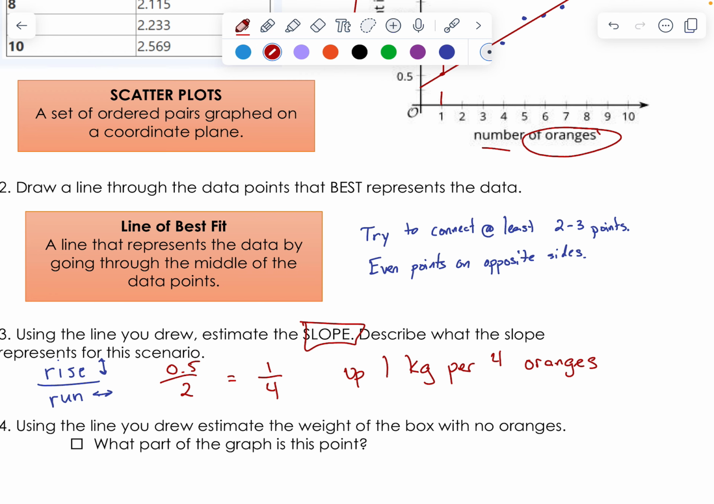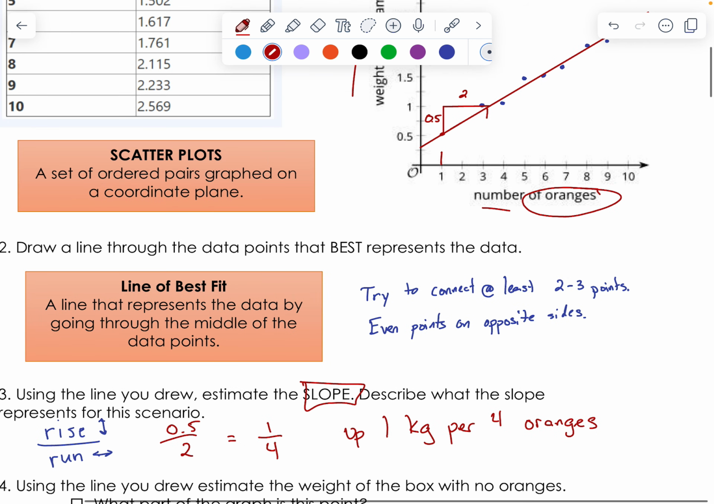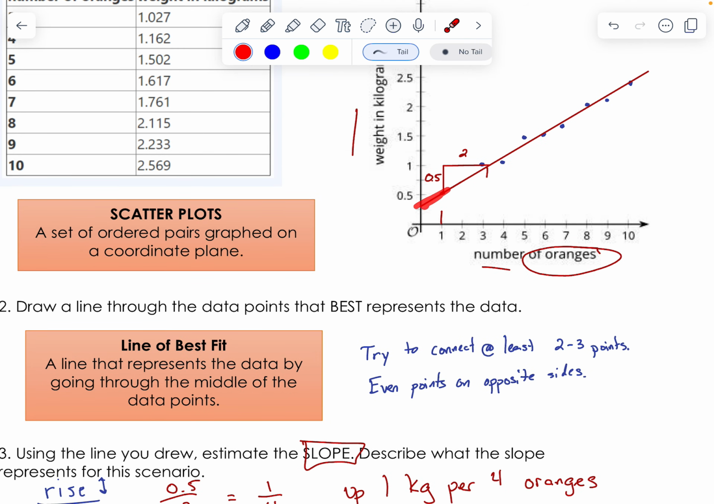Okay, so that's what it means in terms of this. Now it says using the line you drew, estimate the weight of the box with no oranges. Well, that's what I did here where I extended it. So you take this line, you extend it all the way down, and that would be 0 oranges. So we would estimate that.